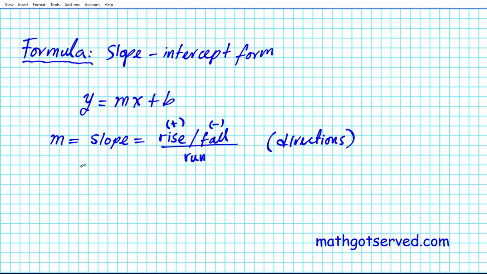And then we have b. What is b? B is the y-intercept. This is where the line cuts the y-axis. We'll refer to this as the beginning. This is where you begin. You need 2 points to graph a line. You begin with the y-intercept, and the directions from the slope will tell you how to locate the other point.